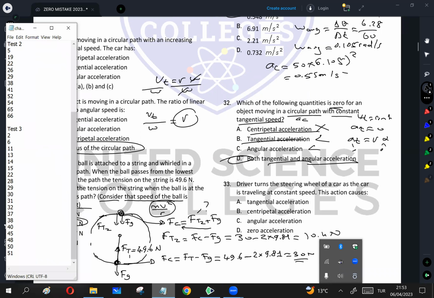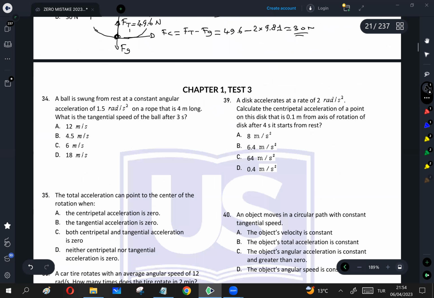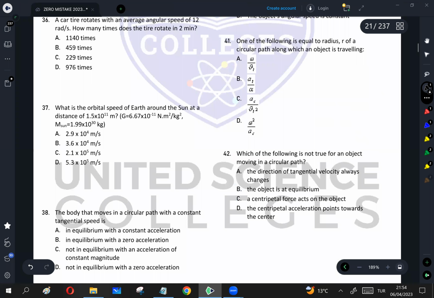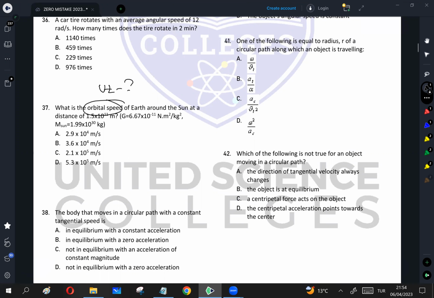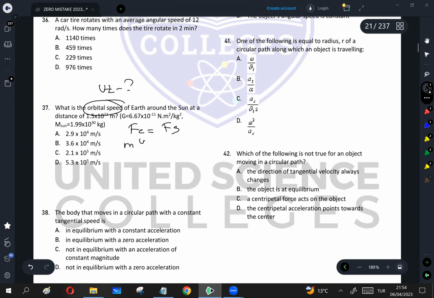After 32, we go to 37. What is the orbital speed of the Earth around the Sun at a distance of, and so on? Orbital speed means tangential speed. We can get the tangential speed equation by using the centripetal force definition. F_c for a planet is the gravitational force. F_c is m of the planet, v squared, divided by the radius of the orbit. And F_g is capital G, mass of the sun, mass of the planet, divided by r squared. So the mass of the planet will simplify, and r will simplify. V squared is equal to capital G, mass of the sun, divided by the radius of the orbit.